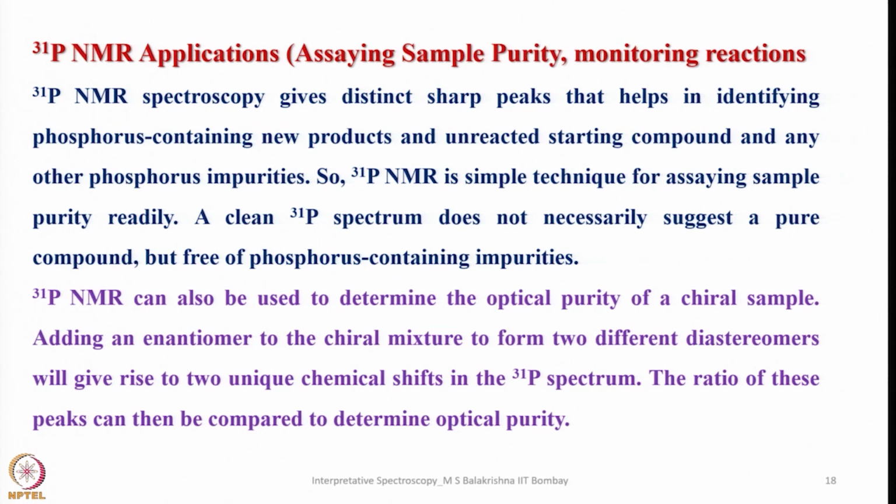31P NMR can also be used to determine the optical purity of a chiral sample. Adding an enantiomer to the chiral mixture to form two different diastereomers will give rise to two unique chemical shifts in the 31P spectrum. Probably at the end I will show you some examples. The ratio of these peaks can then be compared to determine the optical purity.